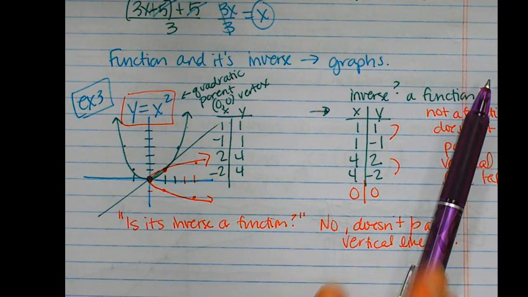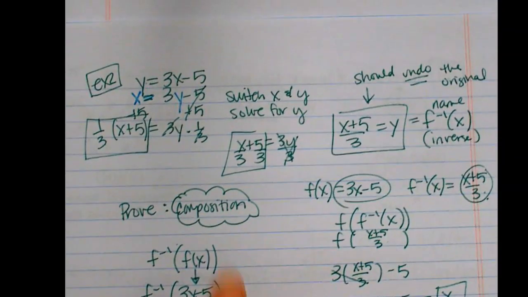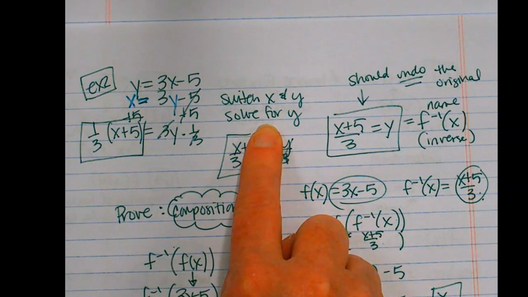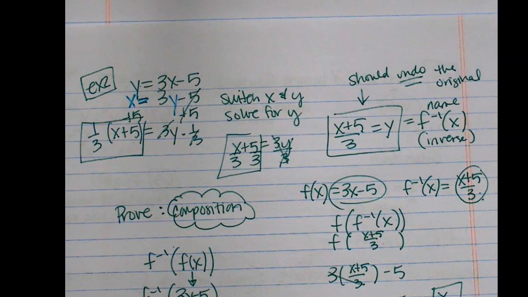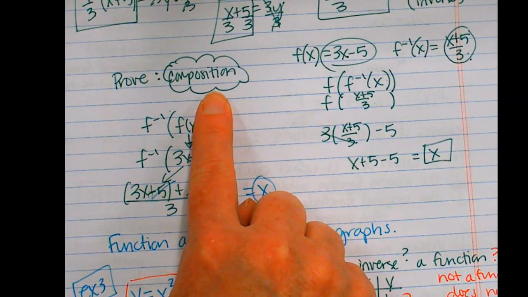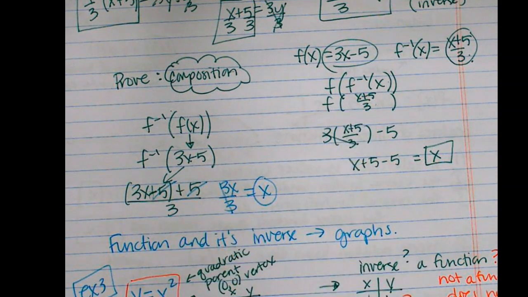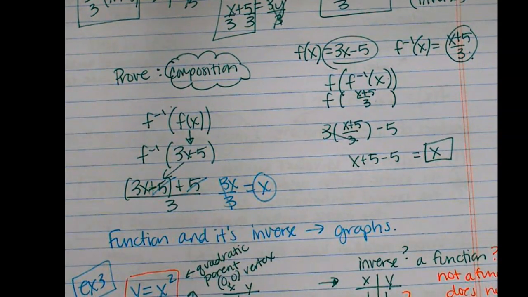So what are you going to do? You're going to do this part where you have to switch X and Y and solve for Y. And then it says verify them. You're going to have to prove with composition. And yes, you need to do both ways because you're baby inverse provers. So until you're master inverse provers, you have to do both ways. Gives you that good practice. And then you've got to check and see whether the inverse would be a function or not.